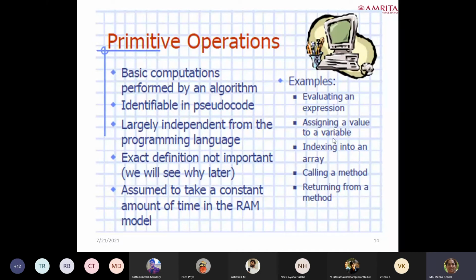Then another thing is indexing into an array. That is also called a primitive operation. Indexing into an array means, suppose I am saying A[i]. That is considered to be one operation, or A[5].